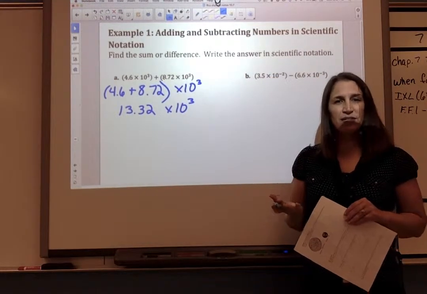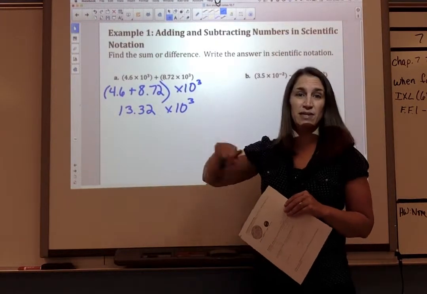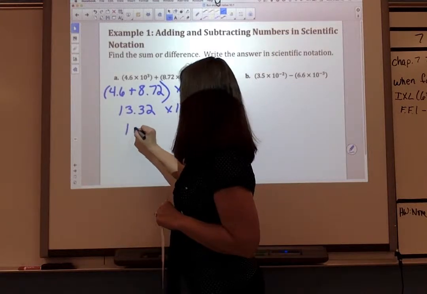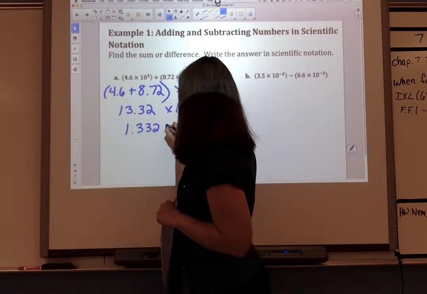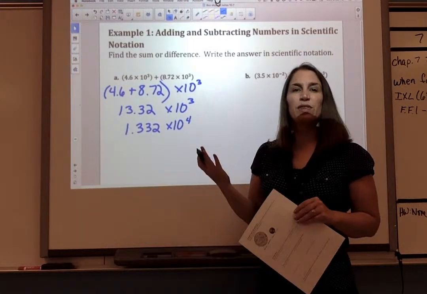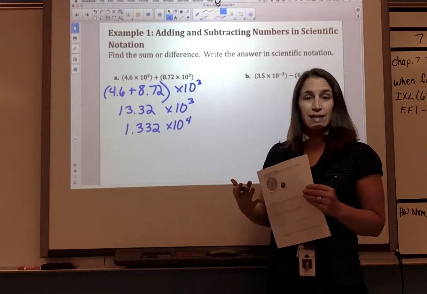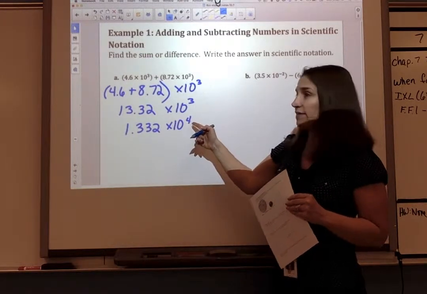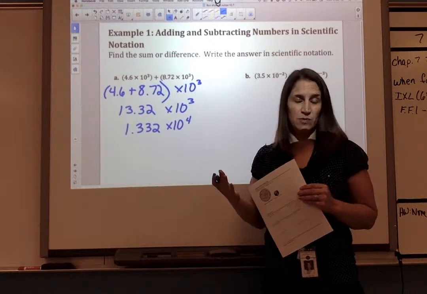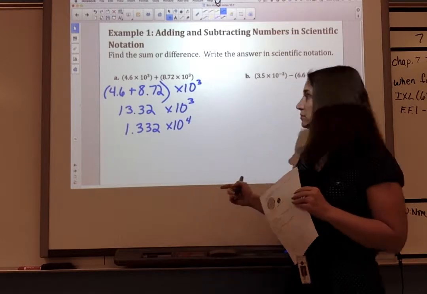And then we just have to look to see if it is still written in scientific notation. And in this case, it's not, because 13.32 is greater than 10. So I need to rewrite this as 1.332 times 10 to the fourth power. Now, if we think about this, if we're adding two positive numbers, it is going to get larger. So it's okay that our exponent got larger as well. We wouldn't expect that our exponent would get smaller if we're adding two positive integers.